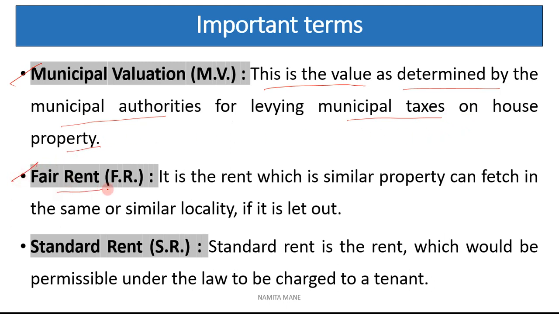Next is fair rent. Fair rent is the rent which a similar property can fetch in a similar locality if it is let out. If the house is let out, then there will be a fair rent. Next is standard rent. Standard rent is the rent which is permissible under the law to be charged to the tenant.